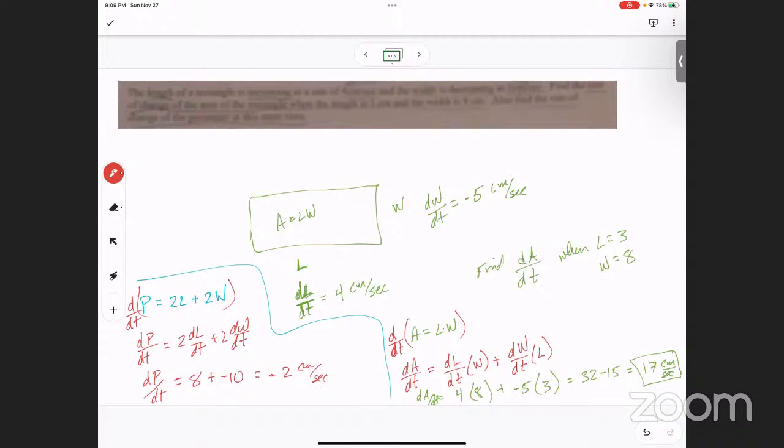By the way, I made a mistake. This is going to be centimeters squared per second because area is two-dimensional. Oh, right. My bad. I forgot.